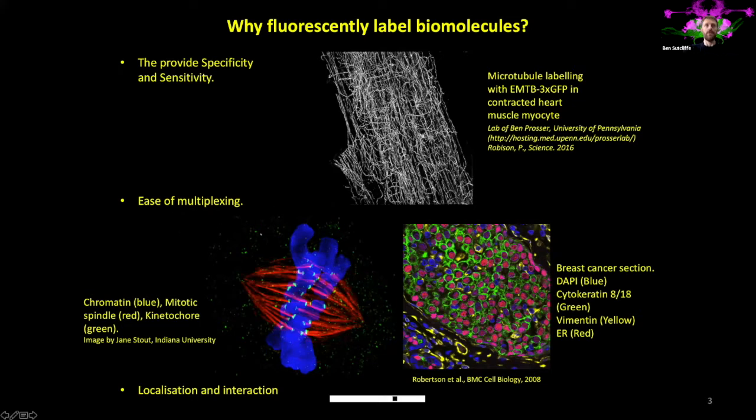You can also use it to easily multiplex different colors together, so you can label different proteins within the cell and find out where they localize and how they interact with each other. You can see the chromatin here in blue, mitotic spindles in red, and the kinetochore in green, and how they all come together during cell division. And here in this breast cancer section, you can see DAPI in blue, cytokeratin in green, vimentin in yellow, and the ER in red, and how they all come together in that tissue. This allows you to study localization and interaction within cells.